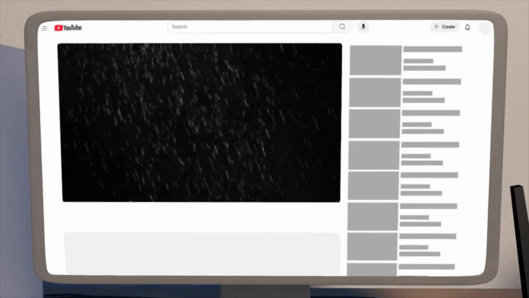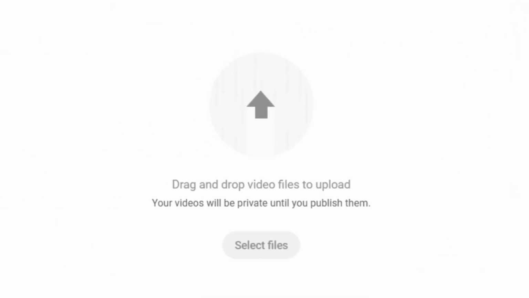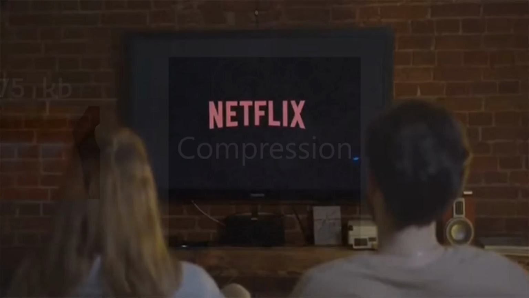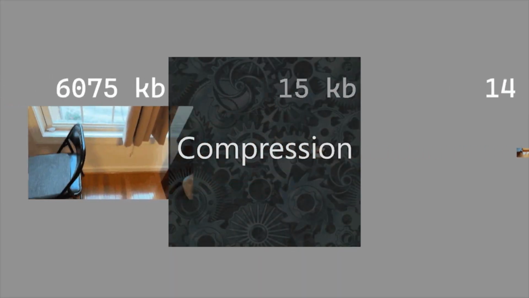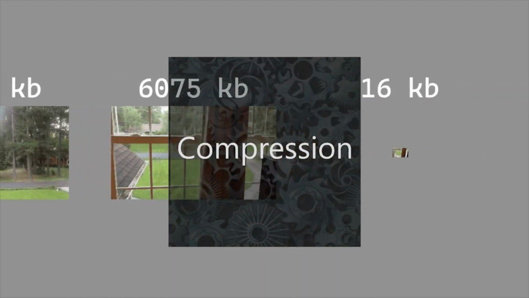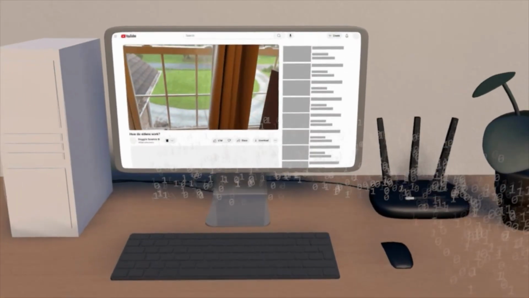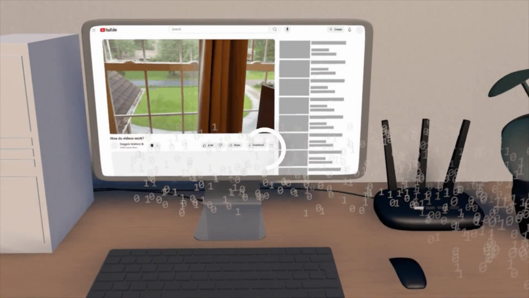The answer is compression. Have you ever noticed how YouTube ruins the quality of your videos? Well, that's for a good reason. Every time you upload to YouTube, post to Instagram, or even hit play on Netflix, the size of your video is being reduced, sometimes 1,000 times smaller than the original. That's why you can watch this video on the internet in real time, instead of waiting hours for it to download. But here's the catch.